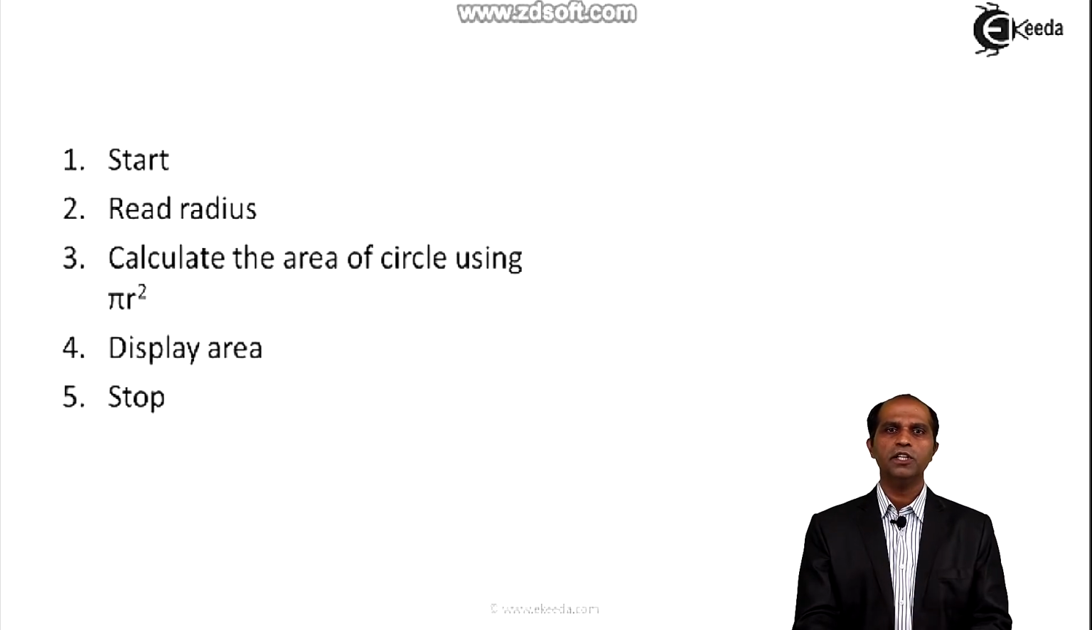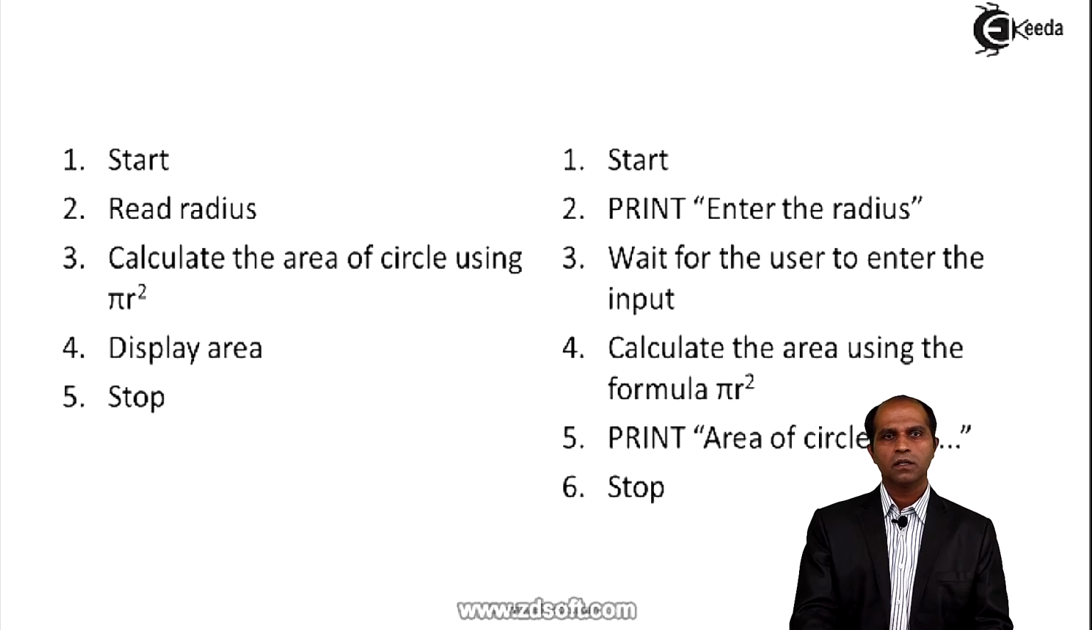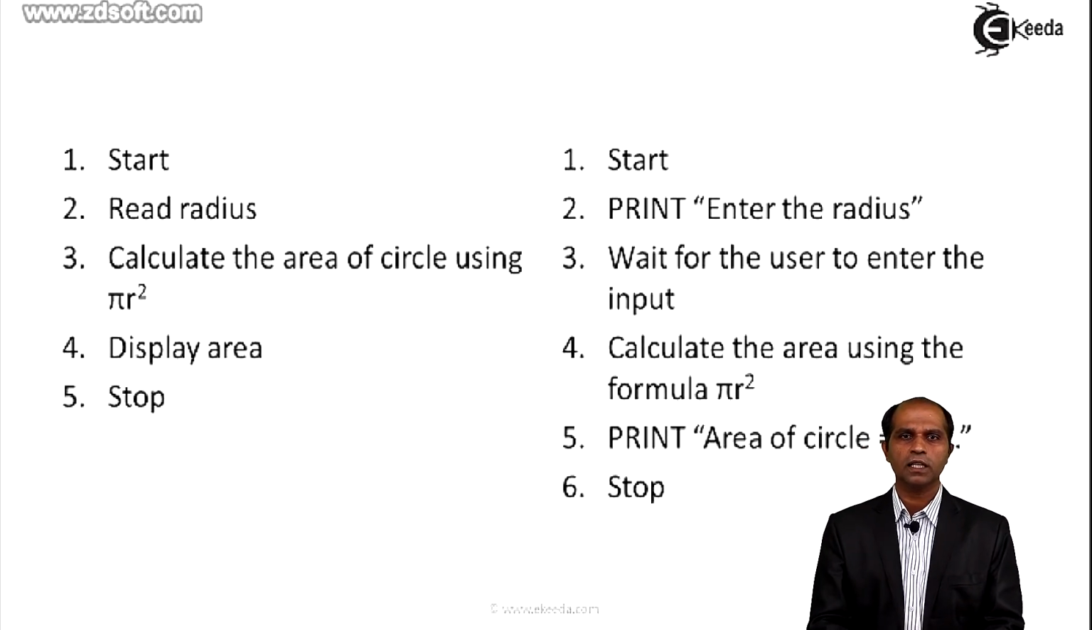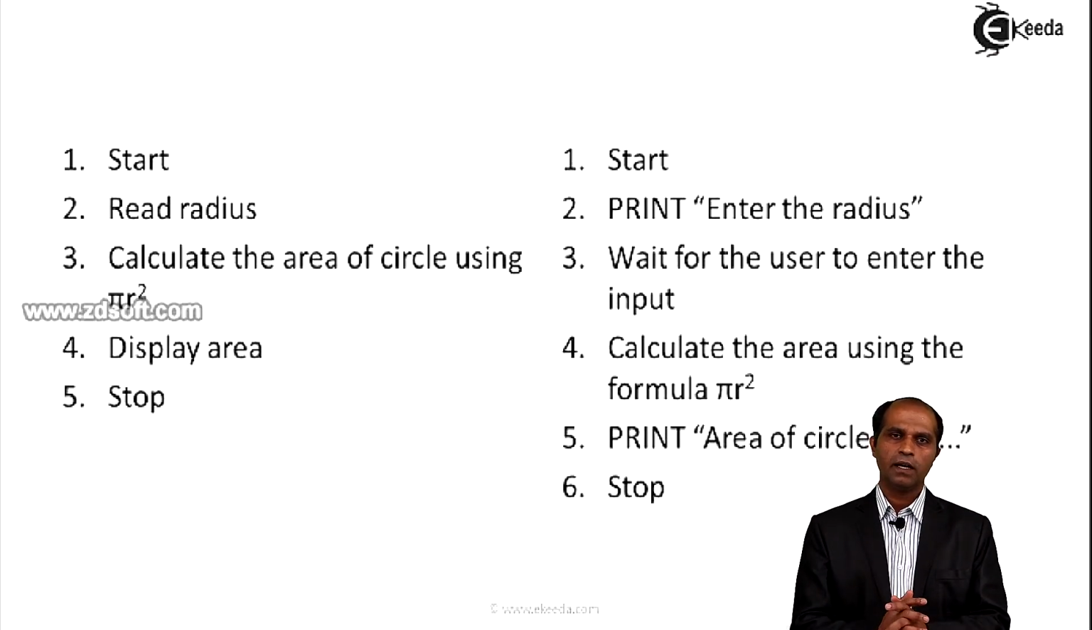Now, let's compare these two algorithms. The first algorithm which I discussed was a normal algorithm which doesn't have any influence of programming language. For example, if I had to recollect the entire steps: start, read radius, calculate the area, display the area and then stop. Or if I had to compare the other algorithm, it says start, print enter the radius, wait for the user to enter the input. Fourth step, calculate the area using formula pi r square, and the fifth step says print area of circle equals to the value and then stop.